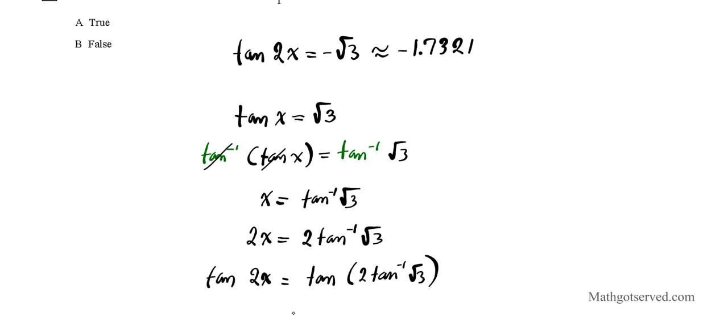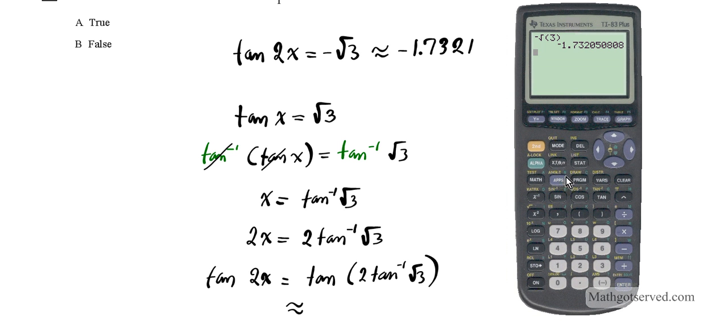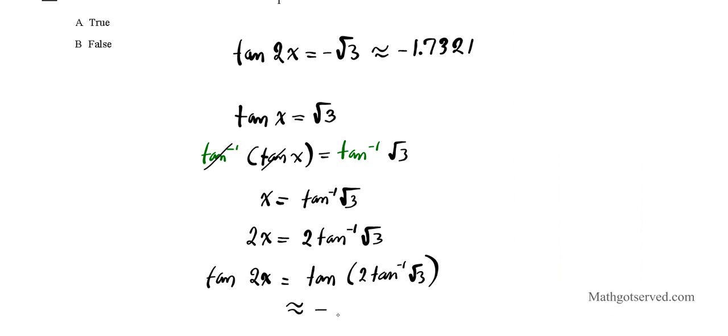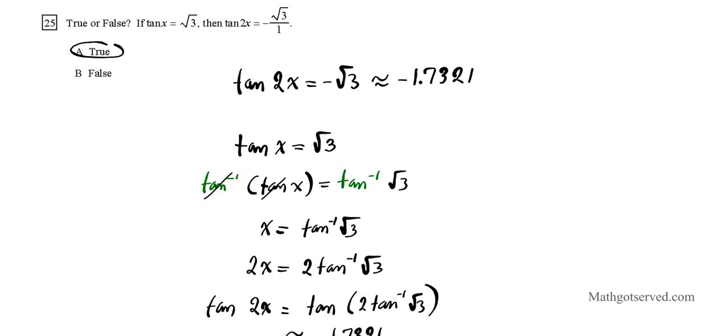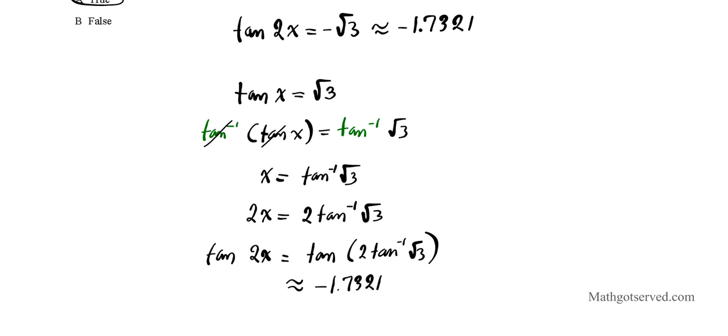Alright, let's plug this into our calculator and see what this is approximately equal to. If this is equal to that, then our statement is true. If it's not, then the statement is false. So let's go ahead and do that. Tan of 2 times the inverse tan of root 3 is approximately negative 1.7321. So we have a match. They're both equal. So guess what? The statement is true. So that's that.